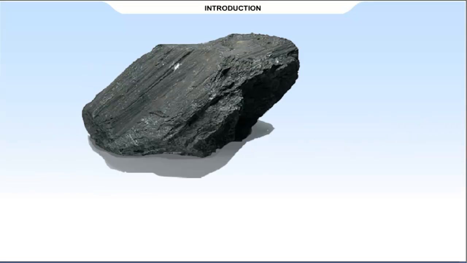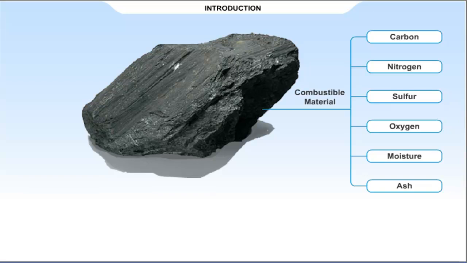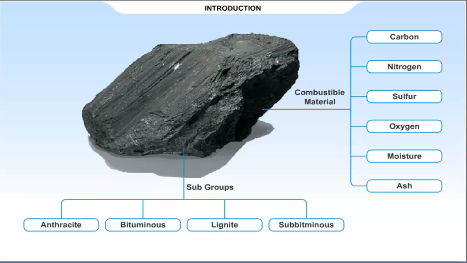Let us first discuss about the coal and its properties. Coal is a naturally occurring combustible material consisting primarily of the element carbon with low percentages of solid, liquid and gaseous hydrocarbons and other materials such as compounds of nitrogen and sulfur. Coal is usually classified into the subgroups known as anthracite, bituminous, lignite and subbituminous. The physical, chemical and other properties of coal vary considerably from sample to sample.